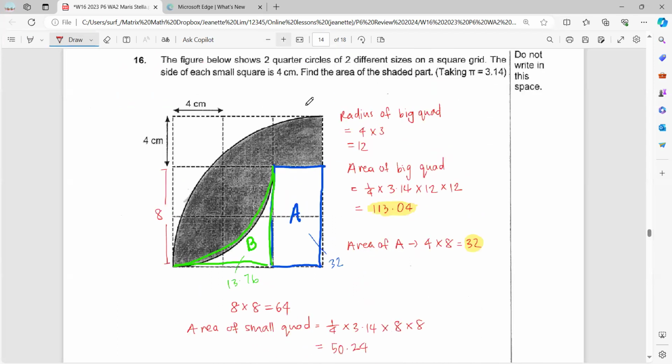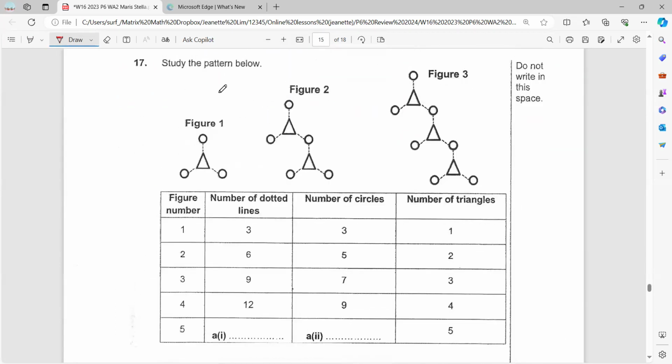All right, next question. It's a patterns question. Last question. Using the figures here, they form a pattern. So each figure is made up of a triangle, circles, and dotted lines. If we look at the dotted lines, what is the pattern observed? 3, 6, 9, 12. They are all multiples of 3. So this is like 3 times 1, 3 times 2, 3 times 3, 3 times 4, and so on. So the next one will be 15 because it's 3 times 5.